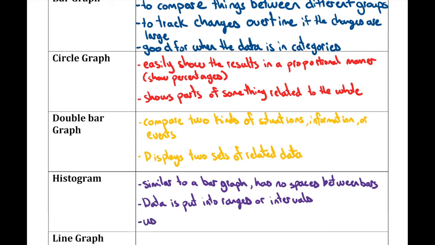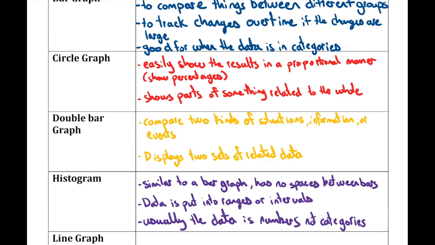So again, usually the data is numbers, not categories. And you can go back and take a look at the two examples that we looked at, and we will be looking at some other ones throughout this lesson.